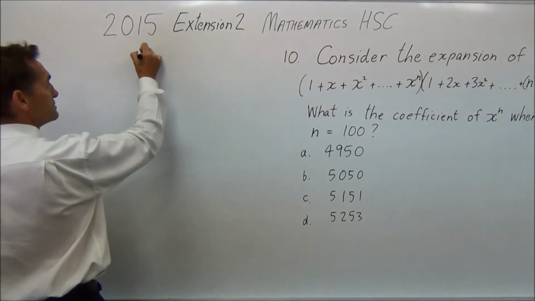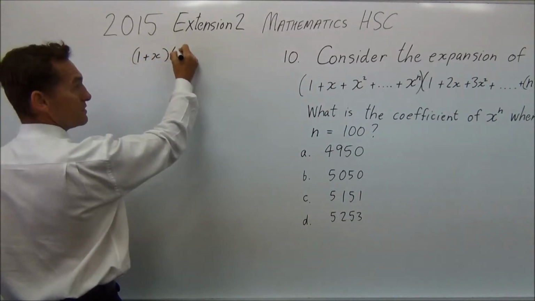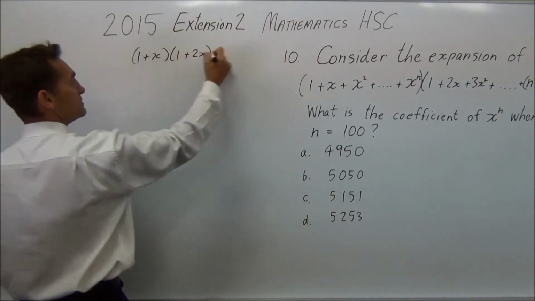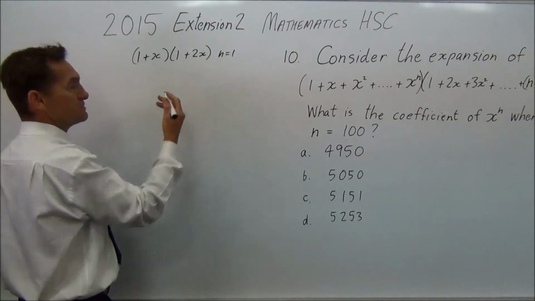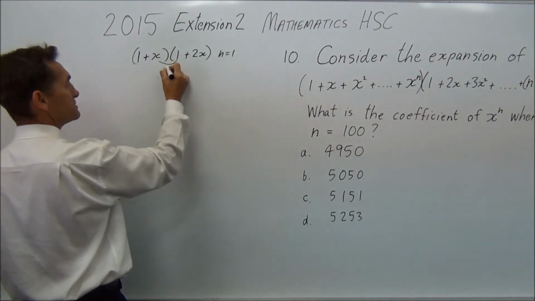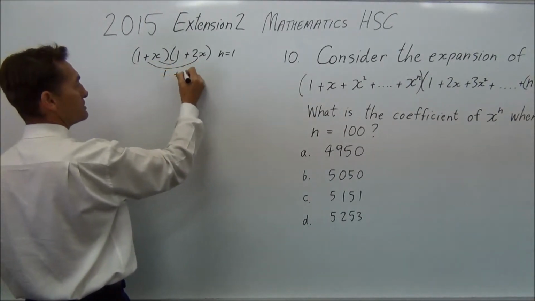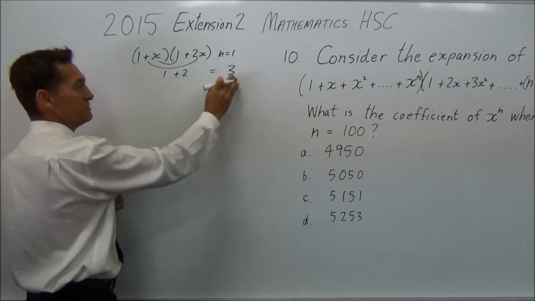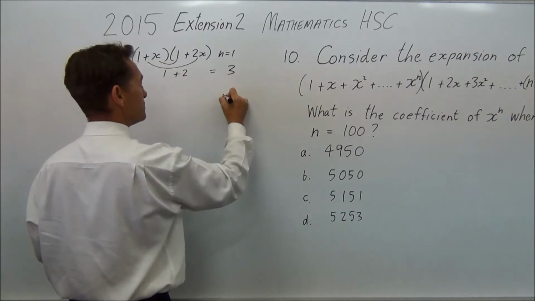Let's start off with 1. So if you have (1 + x) multiplied by (1 + 2x), this is for n equals 1. What are you looking for? You're looking for the x value. So 1 times x is 1, 2 times x is 2, so 1 plus 2 equals 3. There's going to be a 3 in front of the x value.